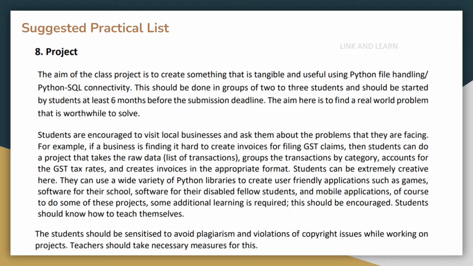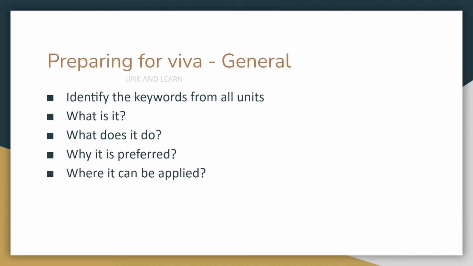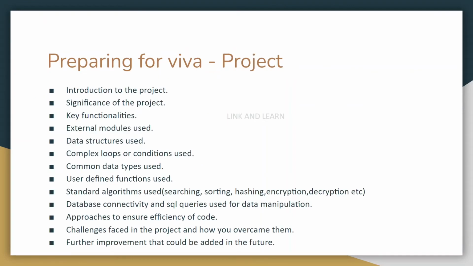The main idea of this project is to make sure that the student is using all the different technicalities of Python and SQL. Generally, preparing for Viva is a confusing task. Identify the keywords from all units and try to understand what is it, what does it do, why is it preferred, and where it can be applied within minimal words. I would prefer not to go beyond 2 sentences. That will be the best way to prepare for general sections in Viva.